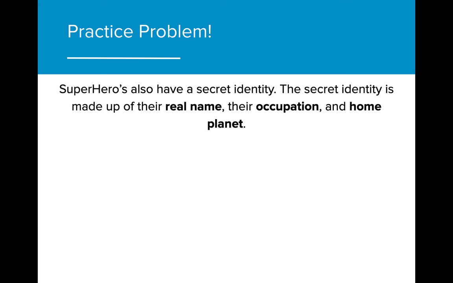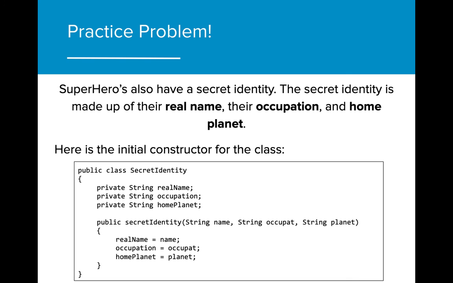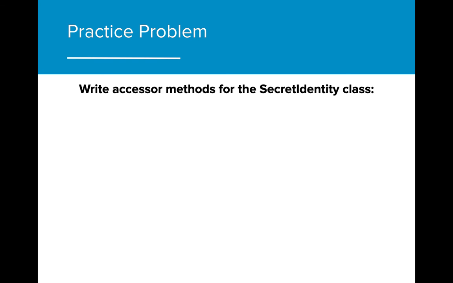Now that we've learned a bit more about accessor methods, let's get some practice. Imagine that the superhero class also needed to include a secret identity class. A superhero's identity is comprised of their real name, their occupation, and their home planet. Here is a constructor for the secret identity class. Using the class we just built, let's create accessor methods to gain access to the different instance variables. Can you figure out all the accessor methods we need for this class? Pause the video while you figure it out.